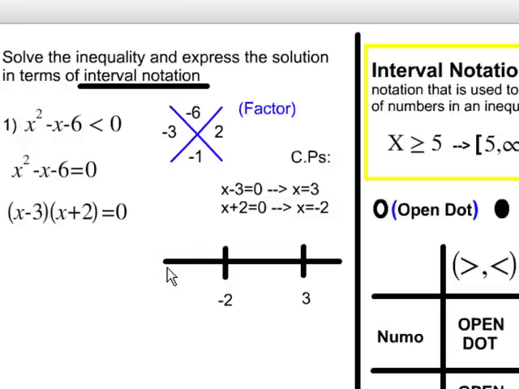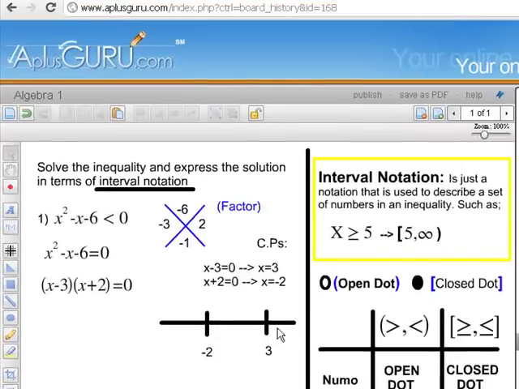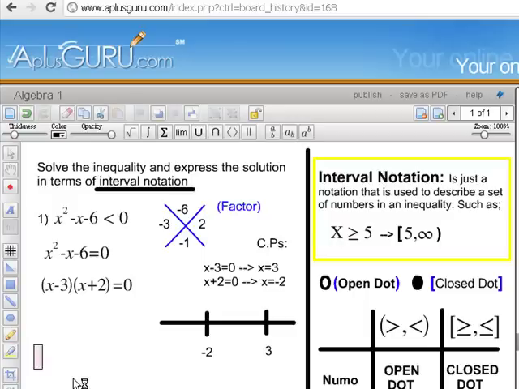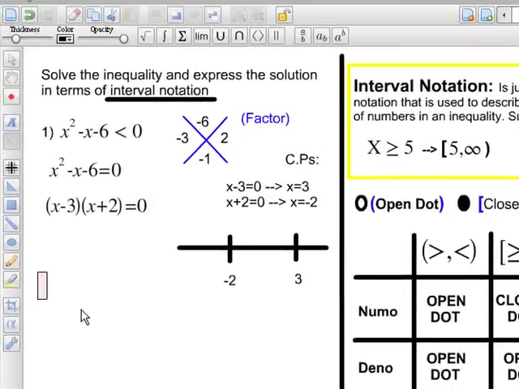The next step is to draw a number line and plot these critical points, which I've already done, and then pick a point in each section of the number line and plug it in for x to make sure the statement stands true. Let's pick a point between negative infinity and negative 2 and see if it's less than 0. If it's not less than 0, then that's not our solution. If it is, then that will be our solution.